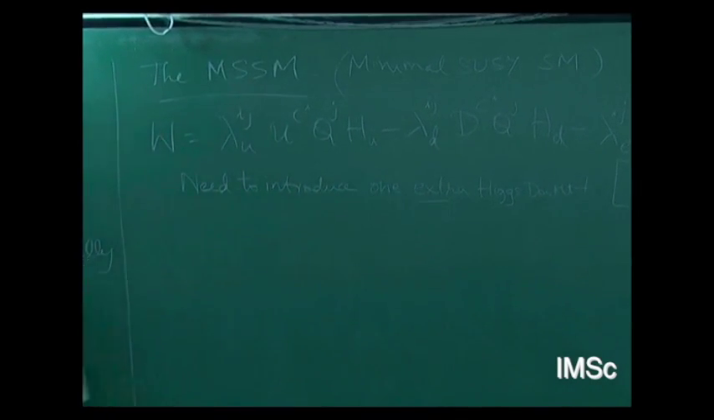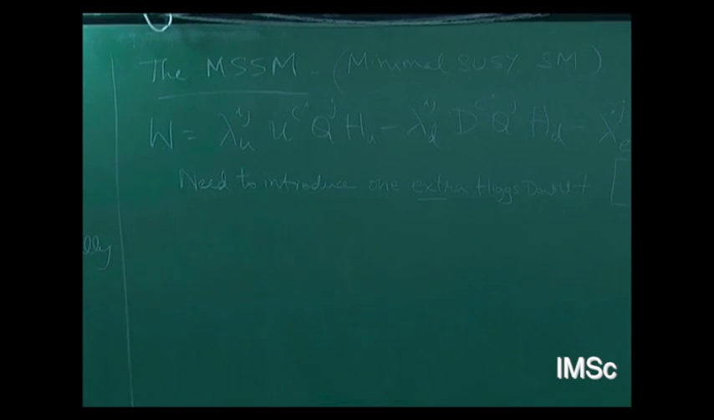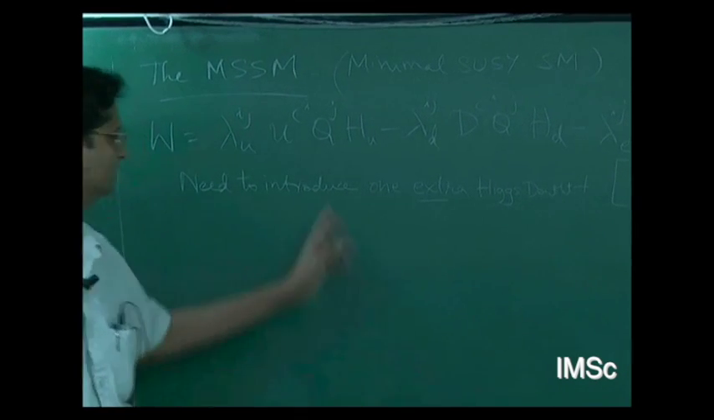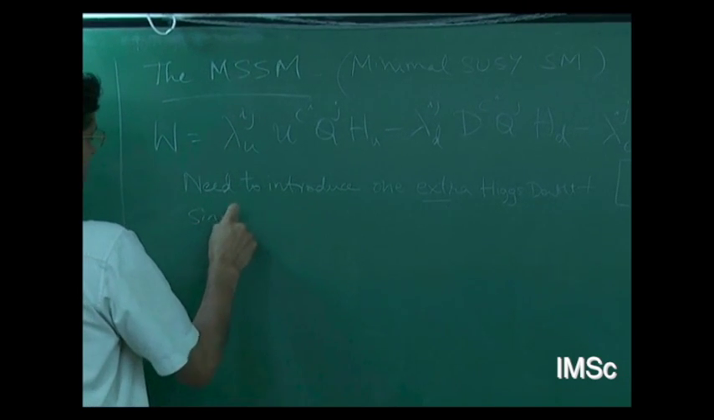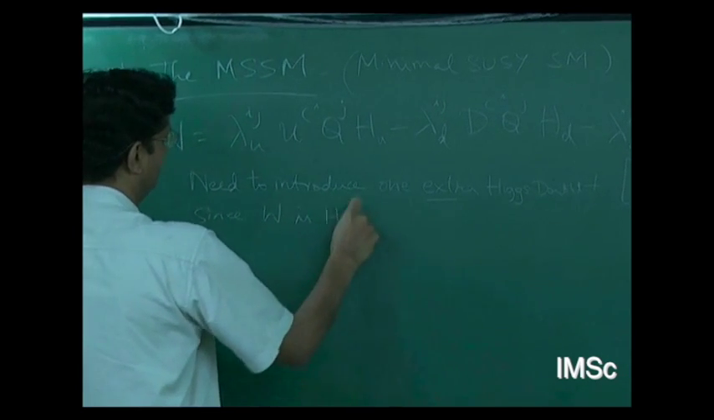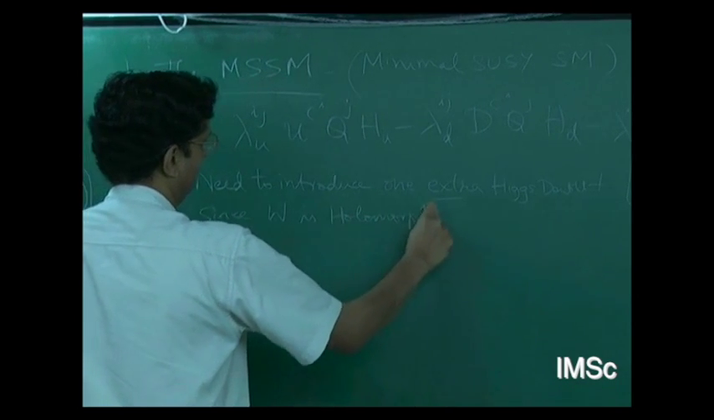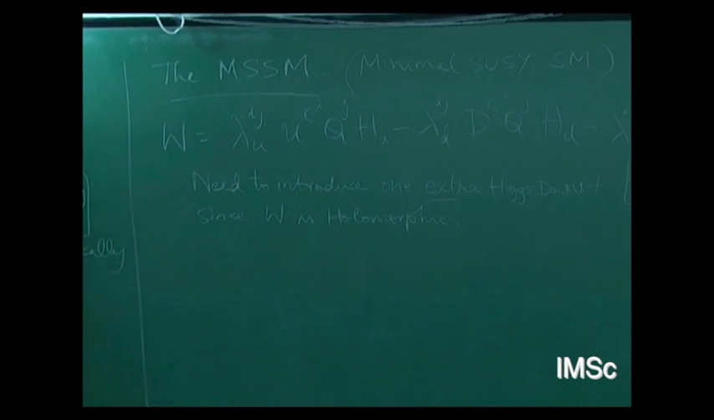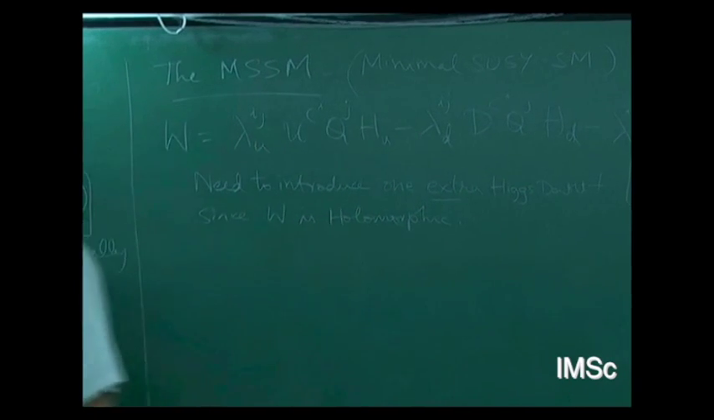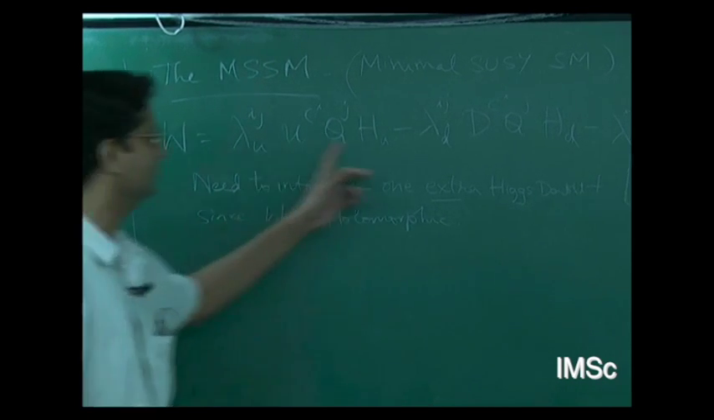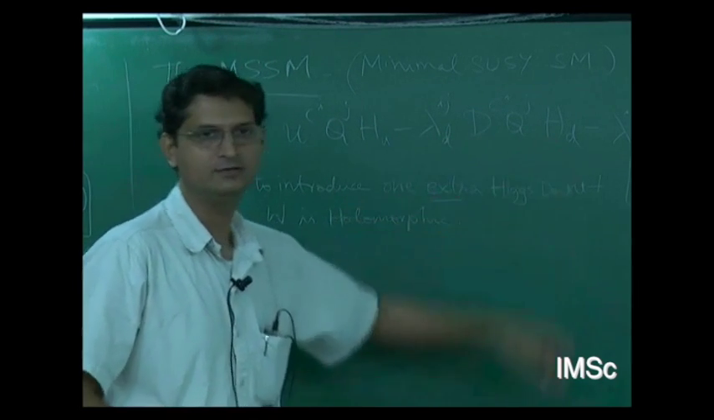So it is like the two Higgs doublet standard model, right? You can write down just the standard model, but you can introduce one extra Higgs doublet and write down a two Higgs doublet model. And supersymmetry needs this since W is holomorphic. So W is a holomorphic function of the superfield. So if I write down HU, I cannot write down HU dagger in the superfield. And therefore, in order to give masses to both the up type and the down type quarks, I will need to introduce one other HD.